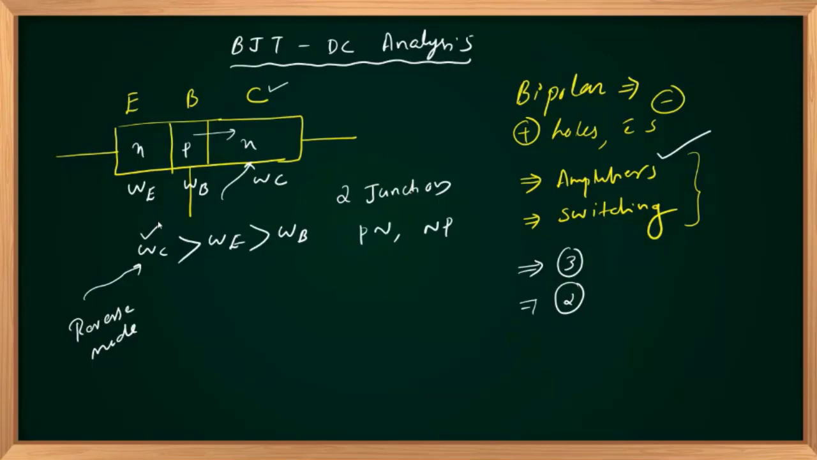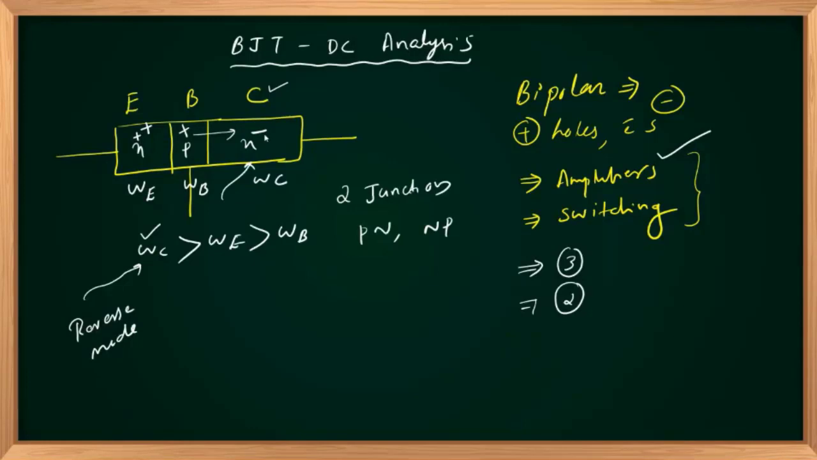Right? With respect to carrier concentrations or doping concentrations, emitter is heavily doped, so I will use plus plus sign. Plus plus implies heavily doped. Base region is moderately doped, so I will use a P plus simple. And the collector is very lightly doped, so I will use a minus simple.